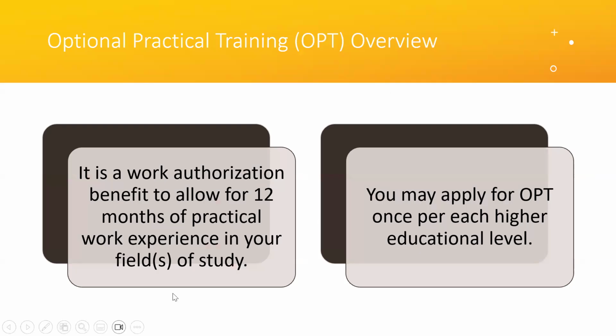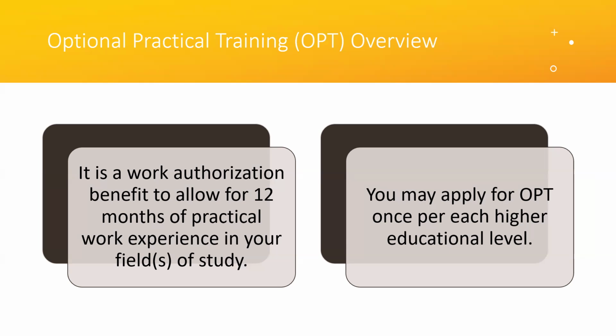So OPT is a work authorization. It's also a benefit of your F1 status, and it allows you to work for up to 12 months in your field of study. And later in this module, we'll talk a little bit more about the kinds of employment that you can do while on OPT. You are allowed to apply for OPT once per higher educational level.